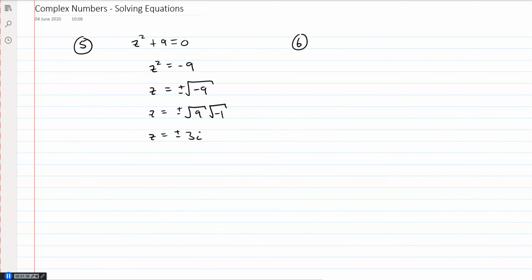So let's have a look at the next one, question 6. So this is solving z squared plus 6z plus 25 equals 0. And remember, with all these kind of questions, you can always check your discriminant. And we're using z rather than x here. We tend to use z to represent complex numbers. But if it's x, it still works exactly the same way.